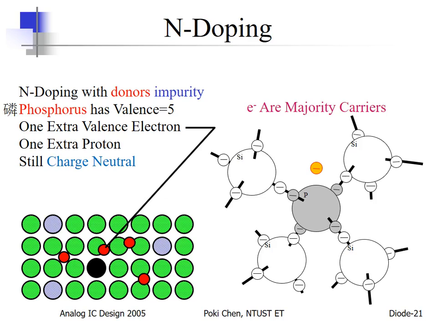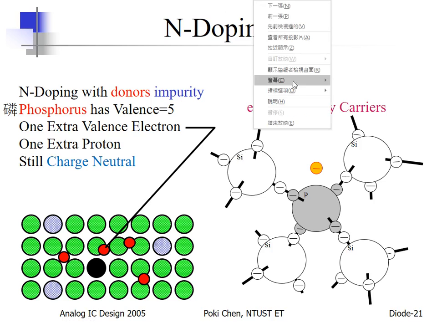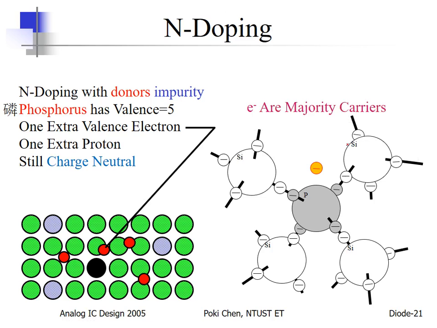All right. Now I would like to talk about doping: how to dope the impurities into the silicon atom or silicon lattice. You can see, for example, this is N-doping. What does it mean for N-doping?